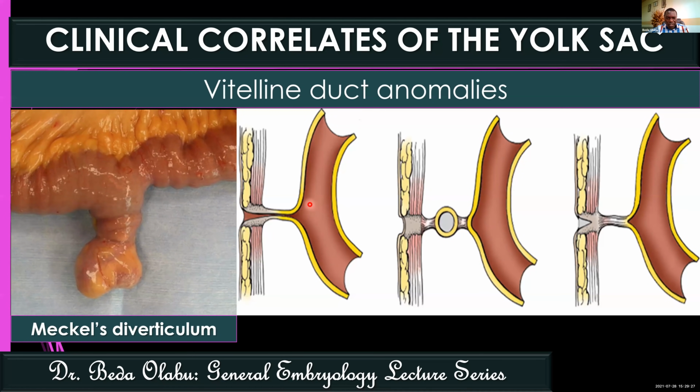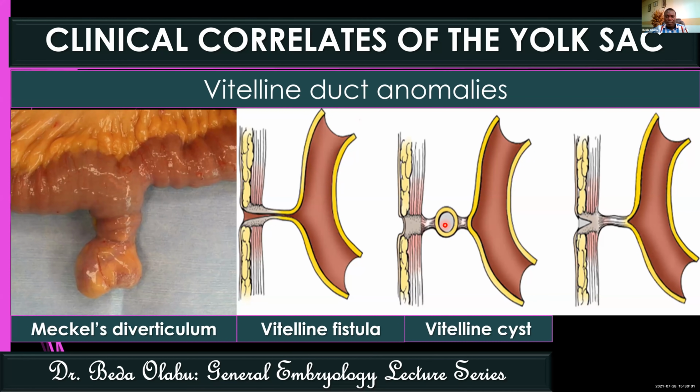The second image shows us a persistent vitelline duct, which is still continuous with the anterior abdominal wall, and there's a patent lumen. Because there's a patent lumen, we then call it vitelline duct fistula. The third one shows a vitelline duct which has involuted on the abdominal side as well as on the intestinal side, but in the middle, it did not involute, so it remained as a cyst. Therefore, we call it vitelline duct cyst.